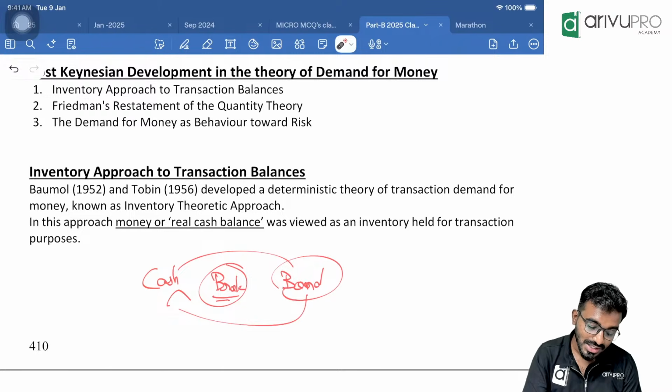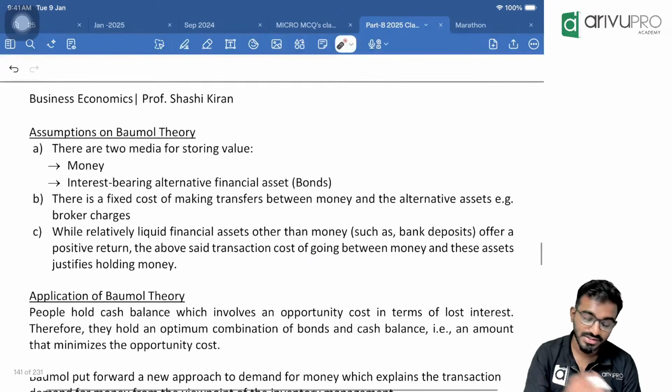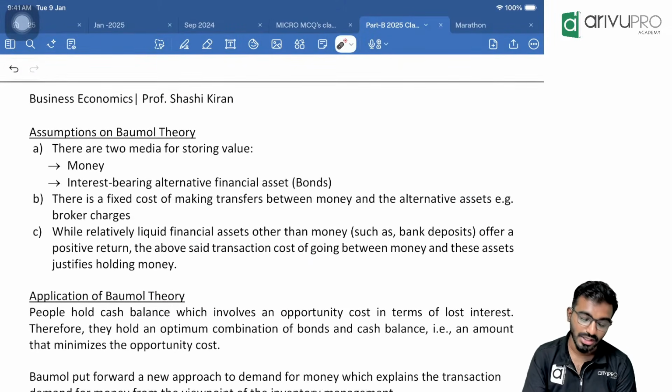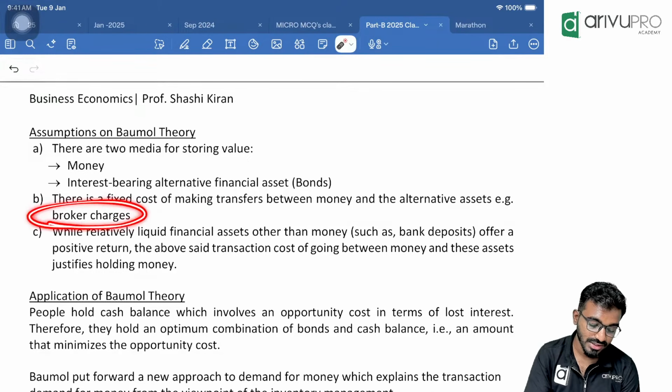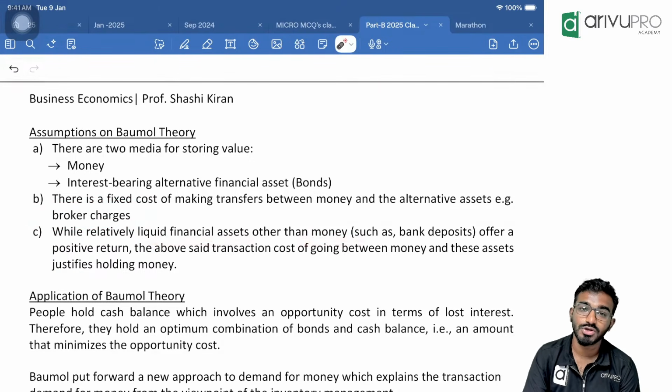They said money is like any other inventory. In this approach, money is like a real cash balance. It is viewed as an inventory held for transaction purpose, like closing stock. The transaction is converting money to bond, bond back to money. And there is a fixed cost for moving that asset into an alternative investment, called the brokerage charge. The most liquid asset is money, but it also has a trouble: if you simply keep it, there is an opportunity cost.